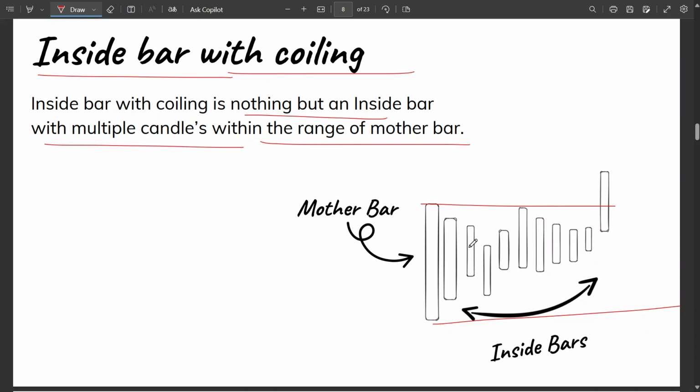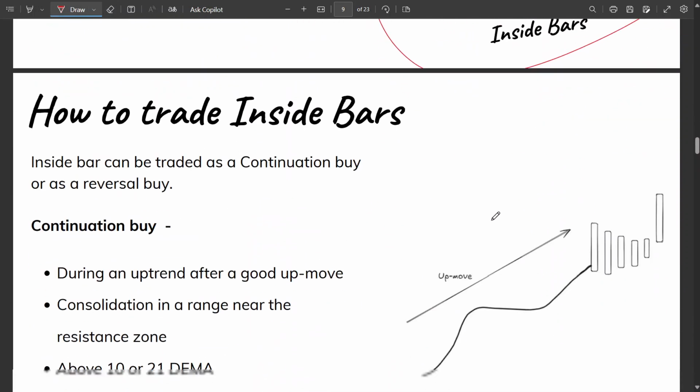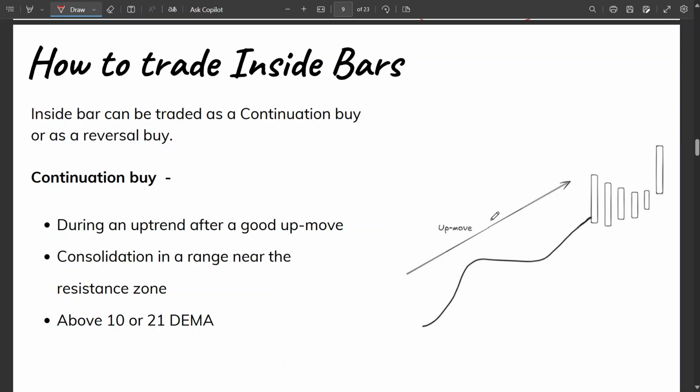Why am I calling it coiling? Because you can also call it contraction, as you can clearly see the contraction happening, the size of the candles getting smaller and smaller. If you spot this kind of coiling structure, with inside bars with multiple candles within the range of the mother bar, this is the most bullish kind of structure, and I myself prefer these kinds of structures. We'll go through examples as well.